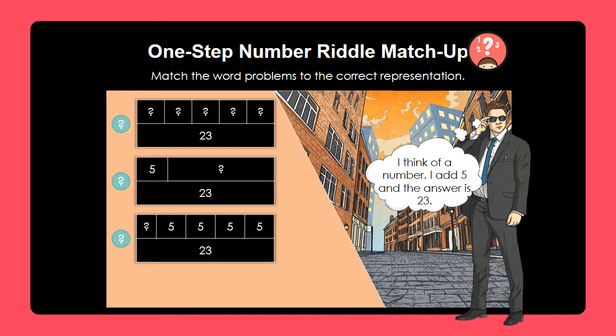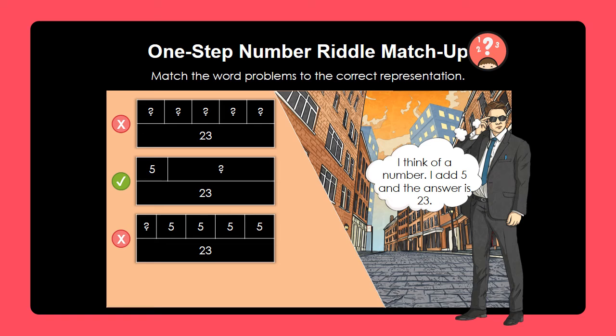Let's have a go with another one. I think of a number, I add 5, and the answer is 23. Which bar model represents the problem? Pause the video here and work it out. I know. Did you think it was the first one? Not quite. I know, you thought it was the last one, didn't you? Not quite. Well done if you thought it was the second one.